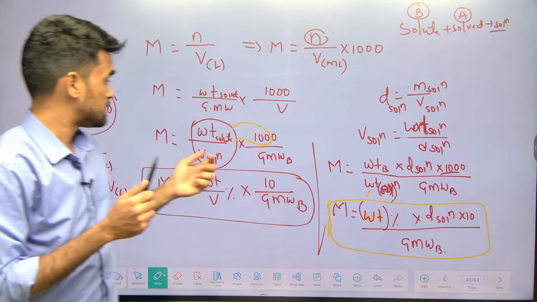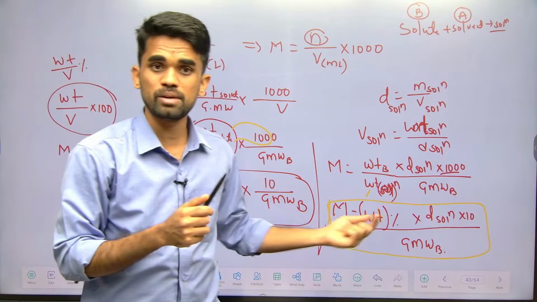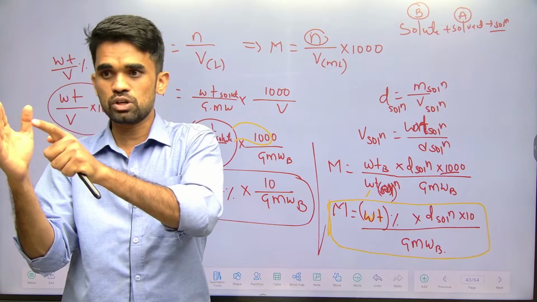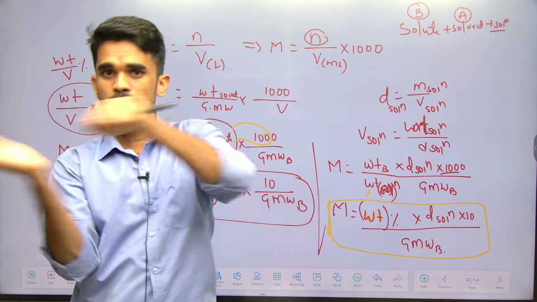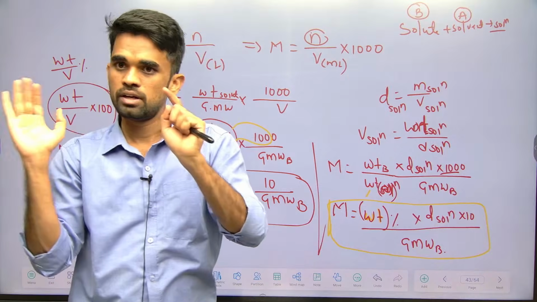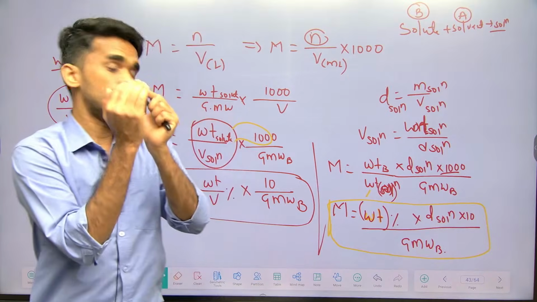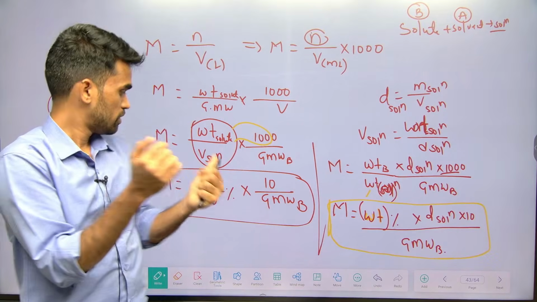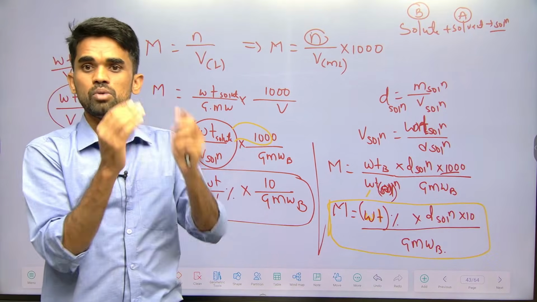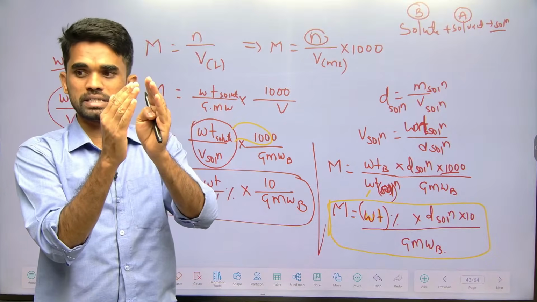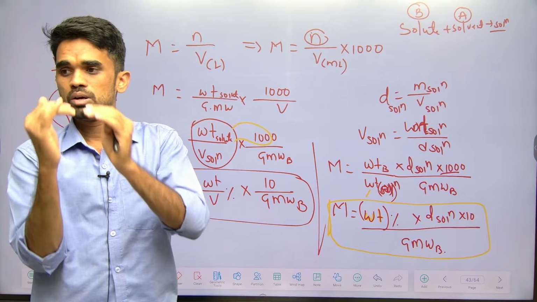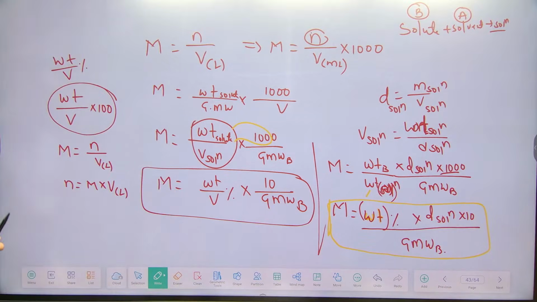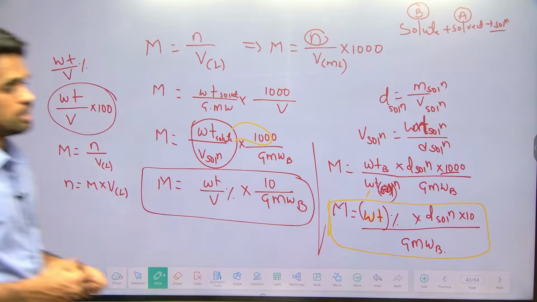Next, if weight percentage is given, molarity equals weight percentage into density of solution into 10 by molar mass of solute. Done up to here. Next, if weight by volume percentage is given, molarity equals weight by volume percentage into 10 by molar mass of solute. That's it. Clear up to here? Right. Next.